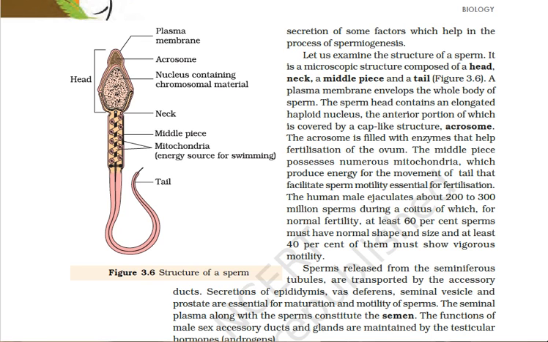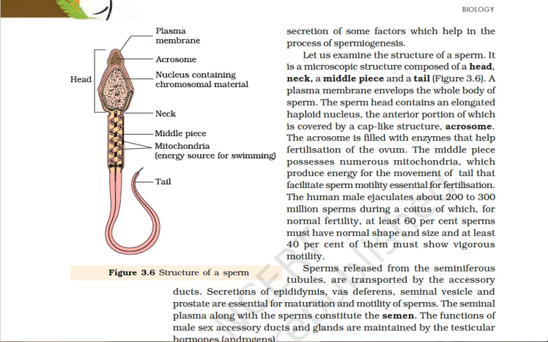Then we move on to the tail. The tail is the posterior part of the sperm. It consists of a specific arrangement of microtubules, that is 9 plus 2, which you have already learned in class 11, typical of cilia and flagella. So it gives motility to the sperms.